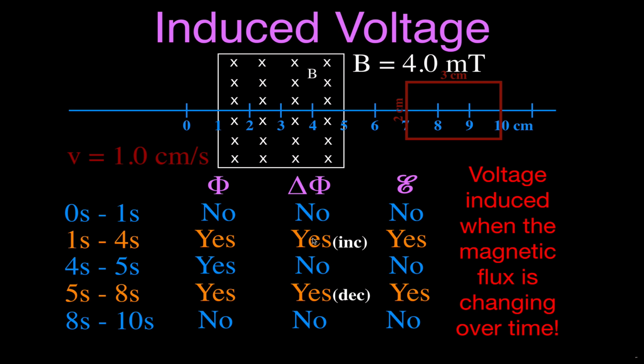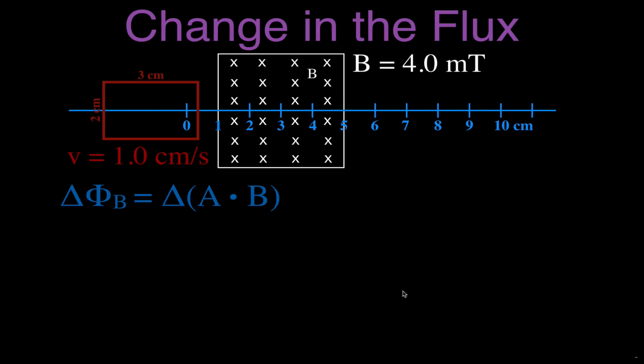In the first one, it was increasing, and in the second, from 5 to 8 seconds, it was decreasing, and therefore during those time intervals there will be an induced EMF. Okay, now we're going to calculate first the change in the flux, because we need to know the change in the flux in order to calculate the induced voltage. This is the equation we calculate.